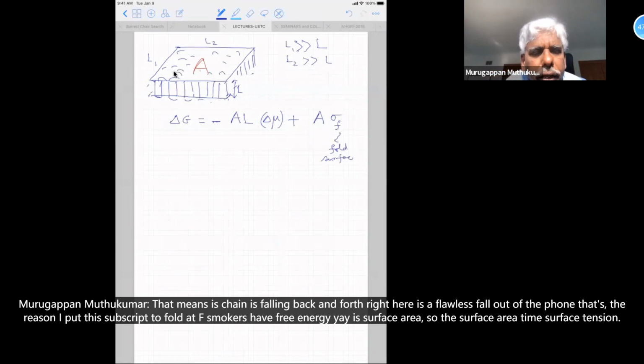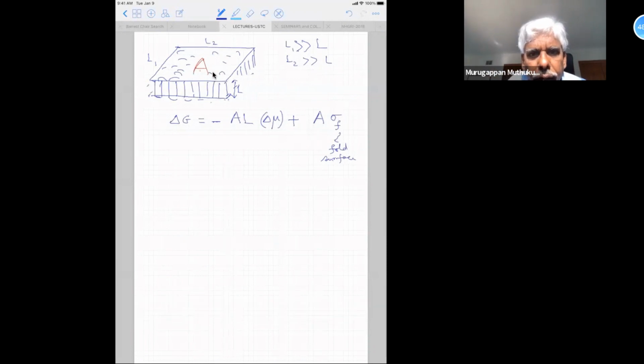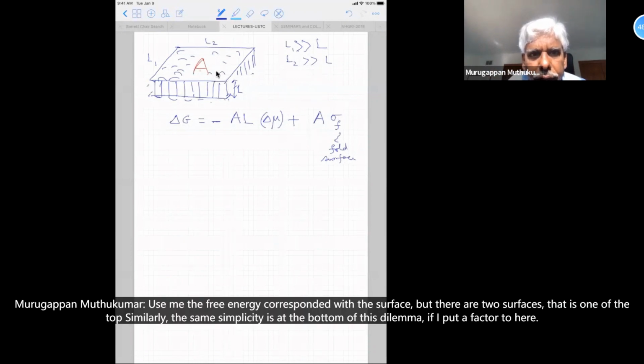That means the chain is folding back and forth, right? Here is a fold, there's another fold, another fold. That's the reason I put this subscript F. Sigma is a surface free energy, A is surface area. So the surface area times surface tension per unit area gives me the free energy corresponding to the surface. But there are two surfaces. There is one at the top. Similarly, the same surface area is at the bottom of this lamella. Therefore, I put a factor of 2 here.